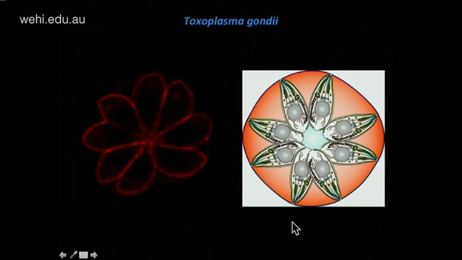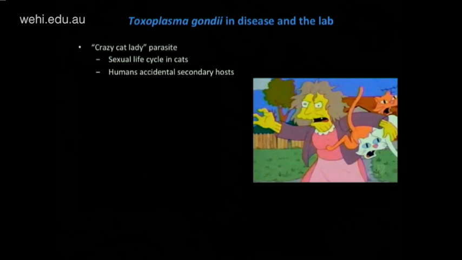But I'm interested in the far more sexy parasite Toxoplasma gondii. You can see it replicating away here nicely. These are obligate intracellular parasites, just like any other apicomplexan. So Toxo gained a reputation as the crazy cat lady parasite, mainly due to the fact that its sexual life cycle occurs in cats, whereas the sexual life cycle for malaria occurs in mosquitoes. Here, the cat is the sexual host. And in this, humans are actually accidental secondary hosts. They're dead-end hosts for the parasite.